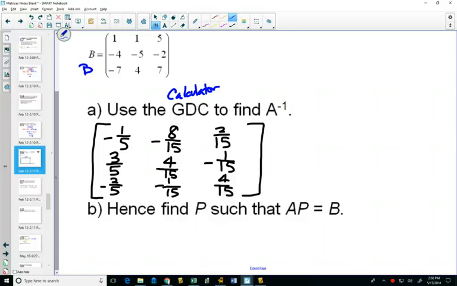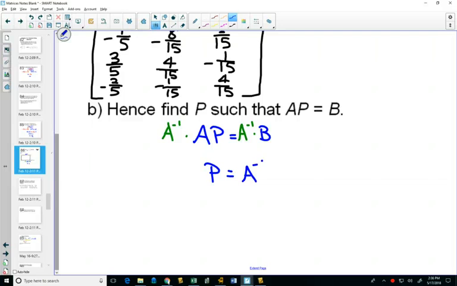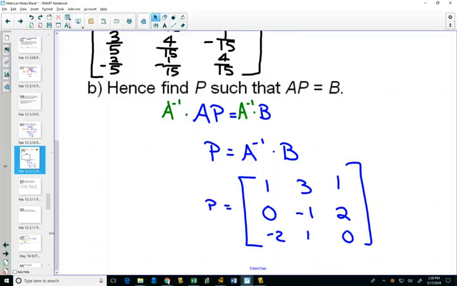So now, if we want to find P such that AP equals B, well, what do we know? I could multiply both sides by A inverse, and remember the order matters. So notice these A inverses are in front, and then you would get P by itself is equal to A inverse times B. It'd be a totally different question. A times P is different than P times A.